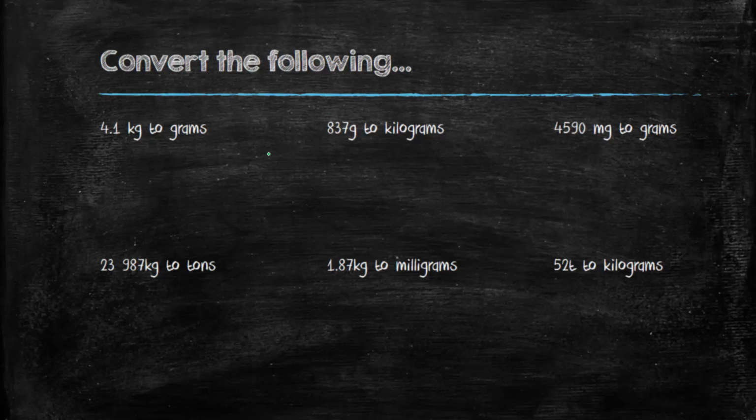Okay, so let's convert the following. What would 4.1 kilograms be in grams? Well, we know that 1 kilogram equals 1,000 grams. So 4.1 kilograms times 1,000 equals something grams. And that something is obviously 4,100, because if you multiply 4.1 times 1,000, you're going to get 4,100. Okay, perfect. That was pretty easy. Let's do the next question.